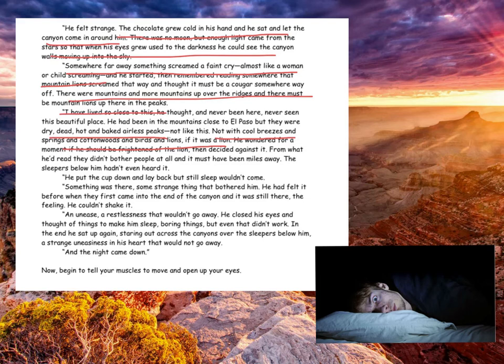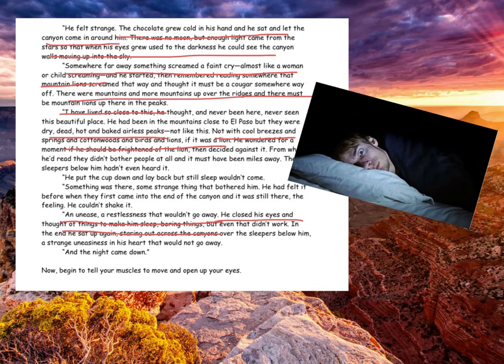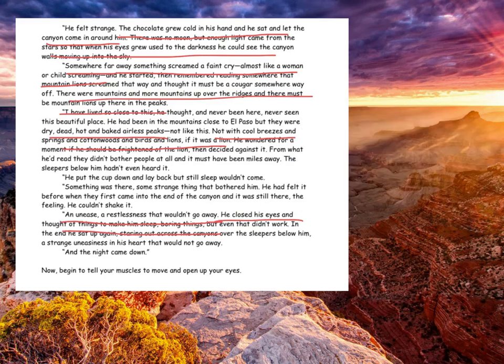And then in the end here, "an unease, a restlessness that wouldn't go away. He closed his eyes and thought of things that would help him sleep." So I'm feeling what he's feeling. I'm able to visualize this person laying there in their sleeping bag, eyes wide open, trying to maybe squint to just get themselves to fall asleep, but it's not happening. So the author has used lots of good word choice in this excerpt to help me visualize many different things in this text.